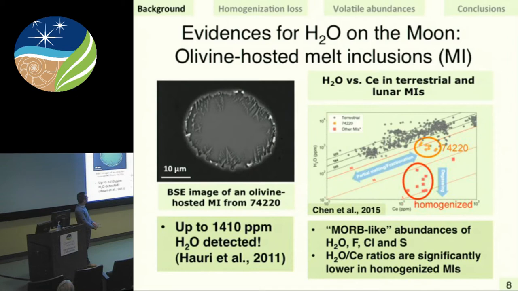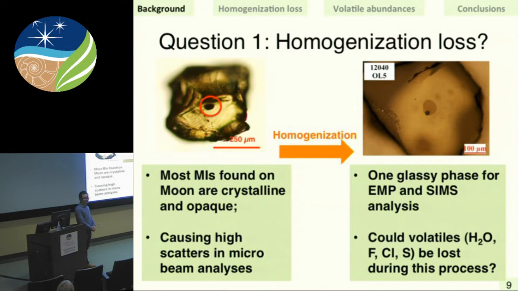And they found that sample 74220 has very high water-cerium ratios, only a factor of 2 to 3 lower compared to the mid-ocean ridge basalt on Earth. But they also found that the other melt inclusions homogenized in the lab have much lower water-cerium concentrations. The lowest one is about 2 orders of magnitude lower compared to 74220. So that raises two questions naturally.